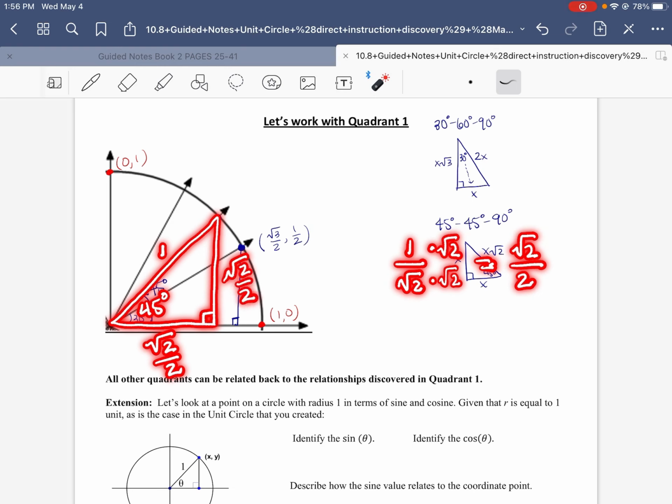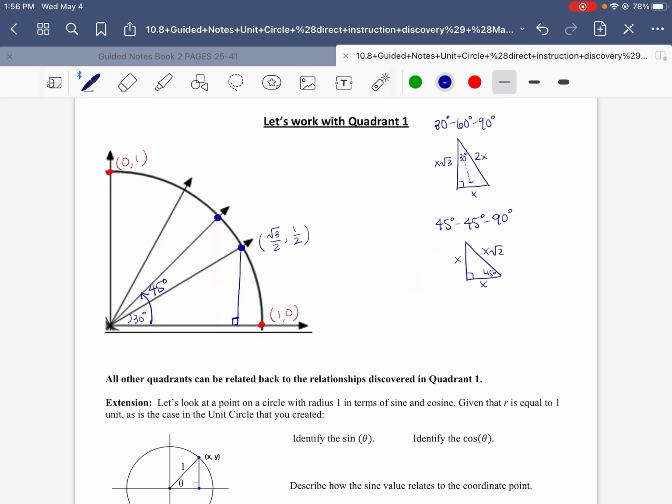So this one actually moves the same number of units in the horizontal direction as it does the vertical. So we would write this as the square root of 2 over 2, square root of 2 over 2. I feel like that's the easiest one to memorize because they're the same. Works pretty good.